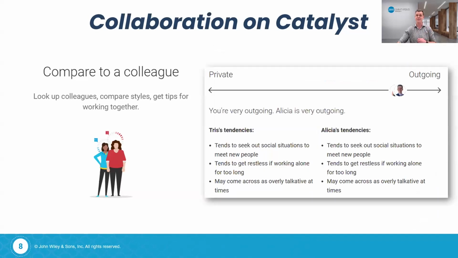I can also see some of these continua. And again, this may trigger some memories for anyone that uses the standard comparison reports. This is available on Catalyst for your learners to access when they need to. So in this example here, we can see that we've got the continua of private versus outgoing. Both Alicia and I are plotted here. And we can see that we are quite similarly placed in this particular continua. And I can have a read about some of the tendencies that I demonstrate, and also the same for Alicia. We can see we're very closely aligned.